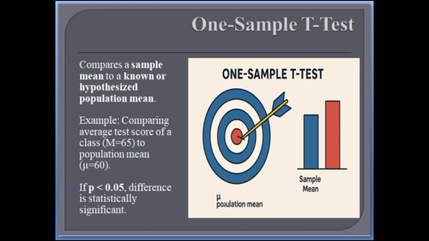If p-value is less than 0.05, we can say the difference is statistically significant. P-value means the probability value and 0.05 is the level of significance. It can be 1% or 5%, but in both cases the p-value should be less than it. Because when the p-value is less than that, then we can say the relationship is significant and the difference is significant.